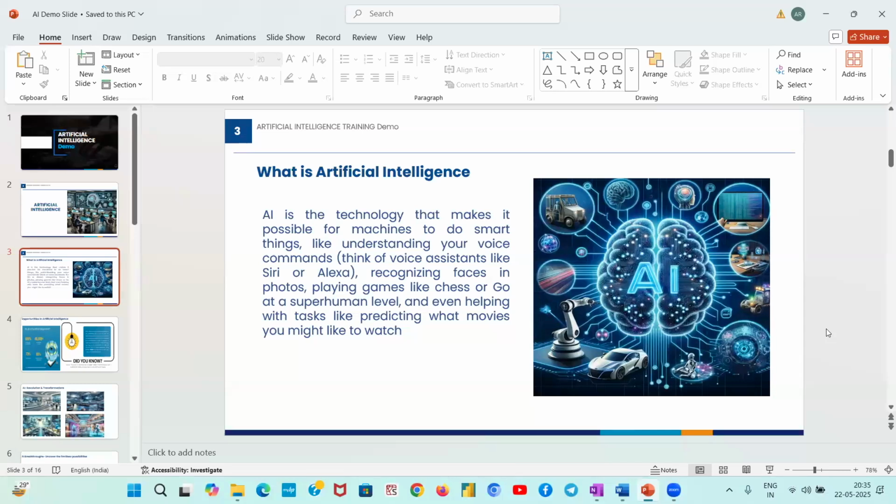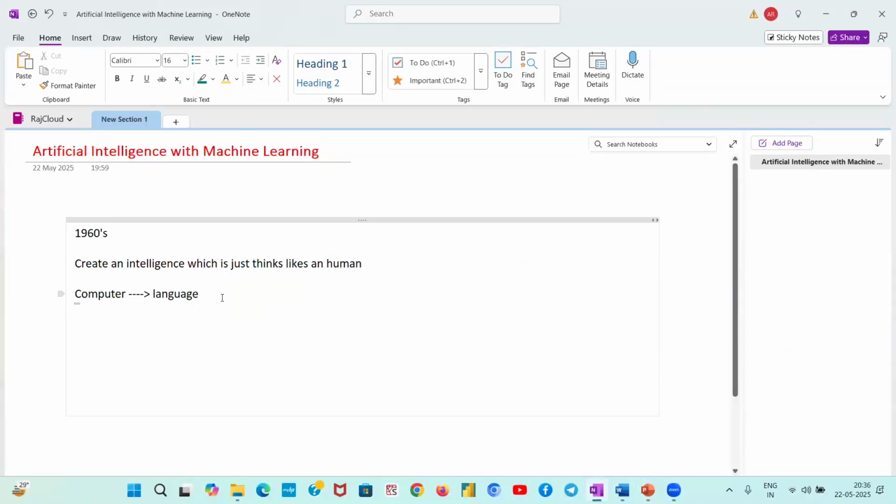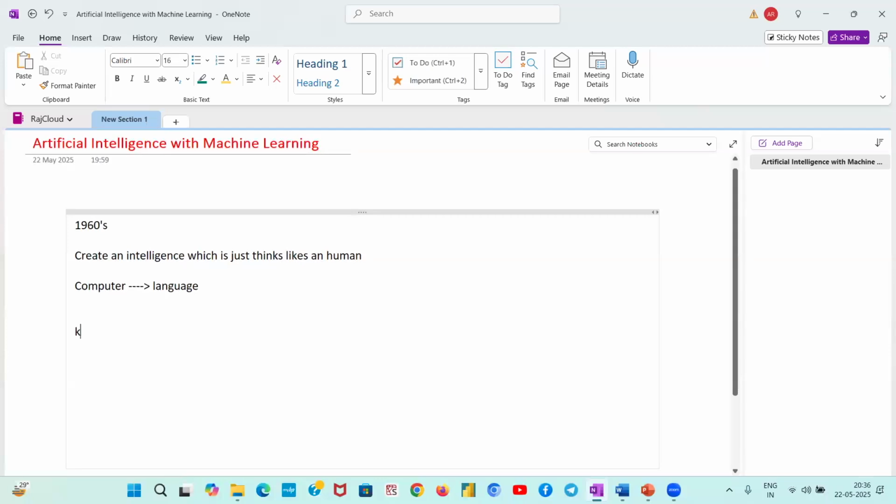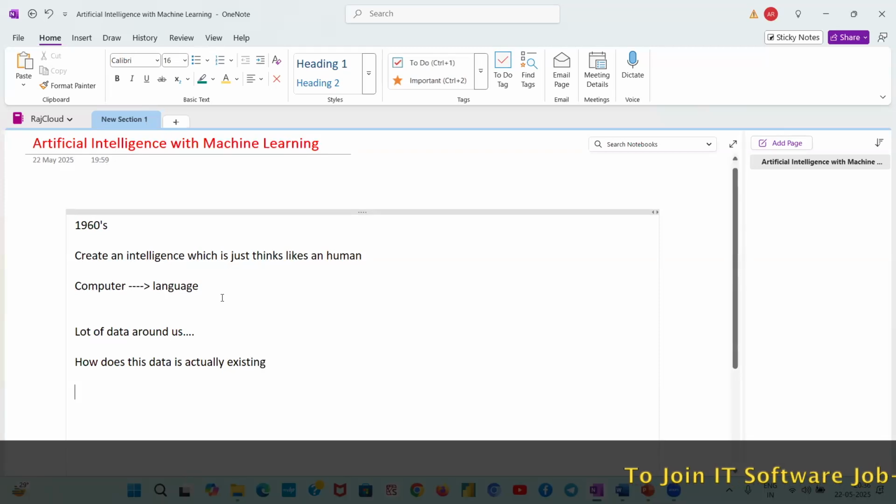Why are we talking more about AI currently? Because we have a lot of data around us. I'll tell you with a problem statement to help you understand better. How does this data exist? In what way are you getting this data?